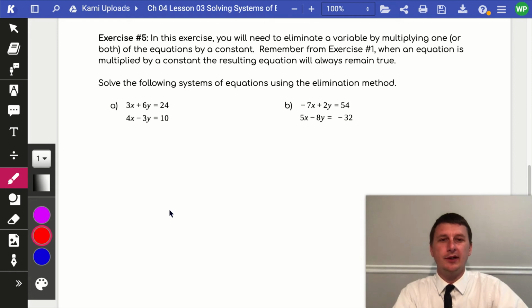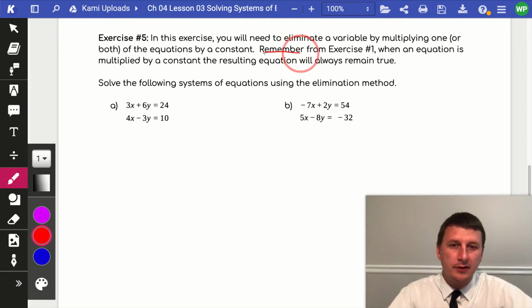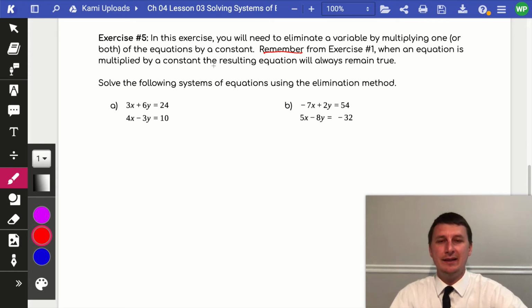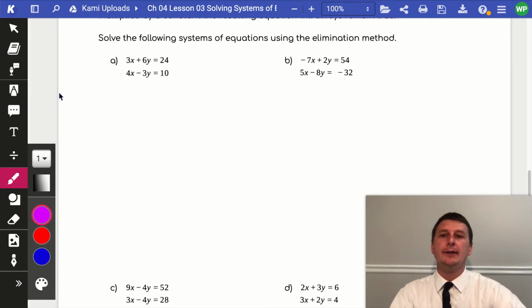So let's get started where it says, remember from exercise number 1, when an equation is multiplied by a constant, the resulting equation will always remain true. So this is something new that we're going to bring into this exercise, where we're going to be multiplying an equation, perhaps both equations, by a number in order to eliminate one of the variables. So let's get started in part A.